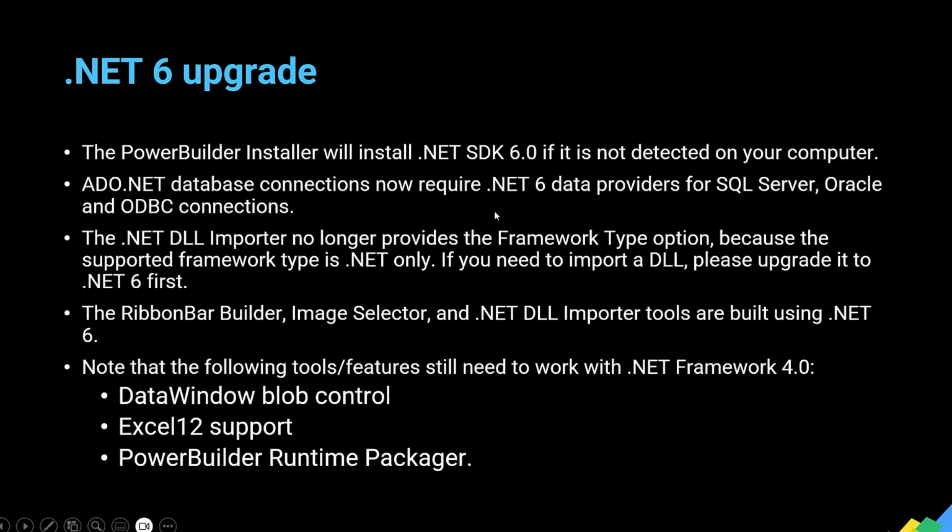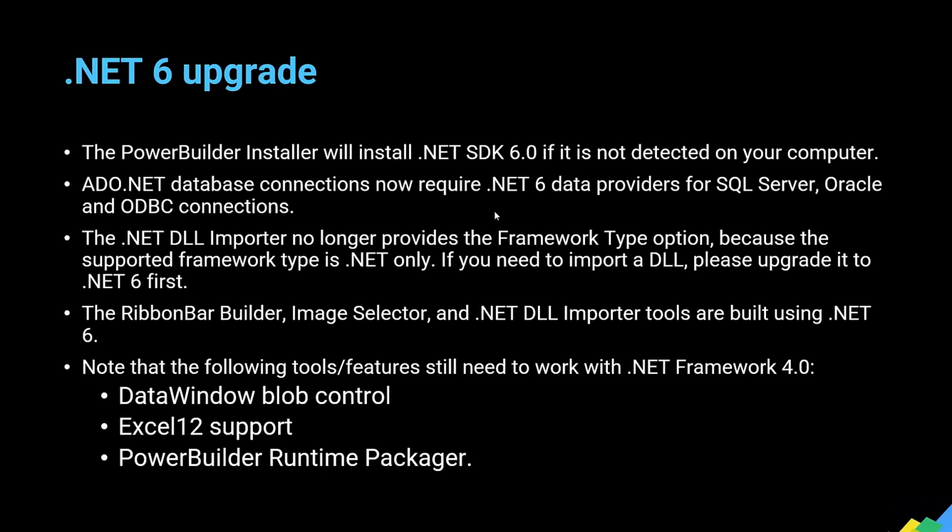One big change in .NET 6: in the previous versions of .NET, there was a core and standard framework type. In .NET 6, it's consolidated. There's just .NET 6. There's no longer a framework type. So the .NET DLL importer no longer asks you to indicate the framework type. If you're going to import a DLL, though, you might want to make sure that you have upgraded to .NET 6 before you use the importer, just to make sure there's no conflicts.